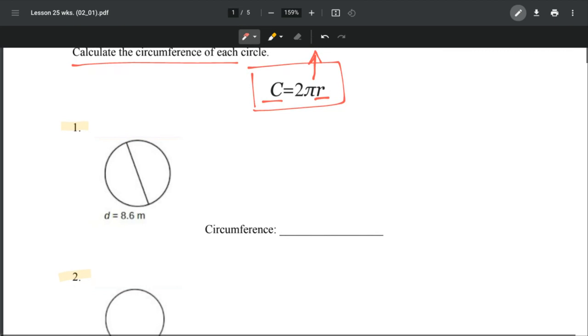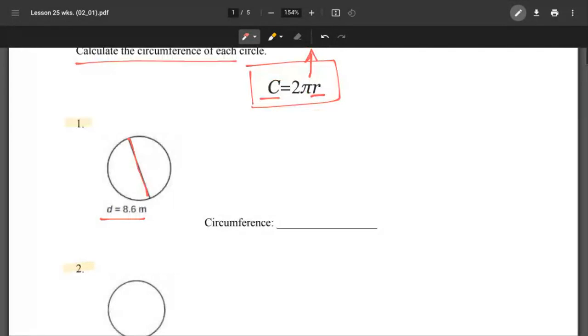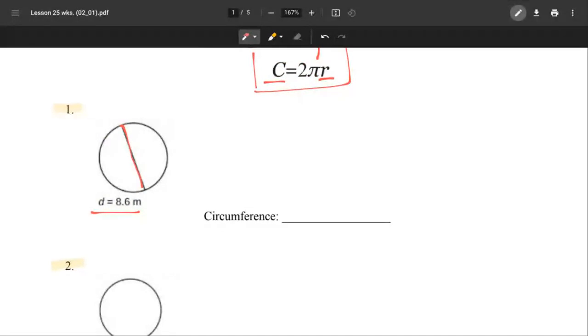So, number one, we're given the diameter of 8.6, but we need radius, right? But we know that the diameter is 2 times the radius, right? And so to get the radius, we just do 8.6 divided by 2, which is 4.3. Okay, so now that we have our radius, let's go ahead and plug that into our formula.